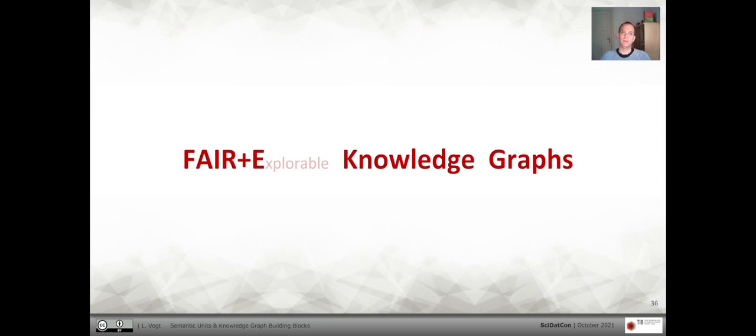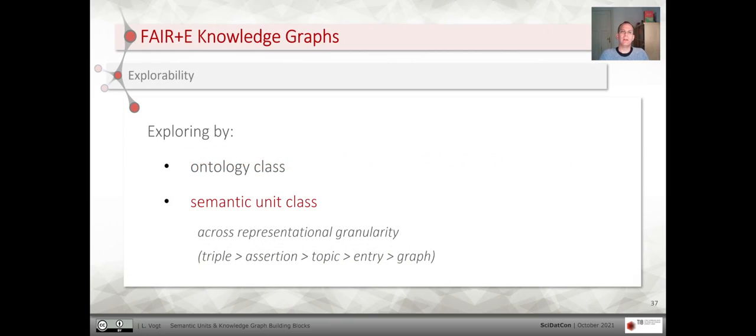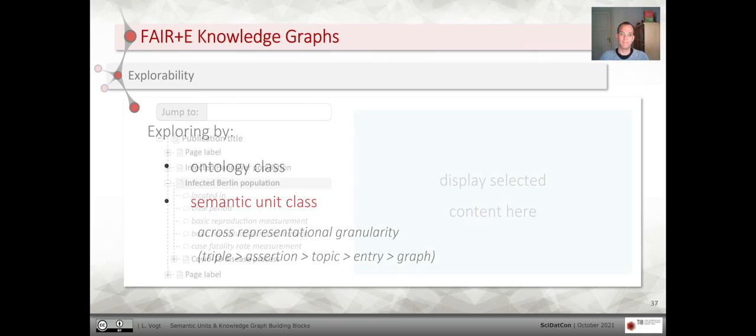And with semantic units, we can establish what I call FAIR+E, so FAIR and explorable knowledge graphs, because we can not only explore the contents of the knowledge graph by the conventional ontology classes, but in addition to that, also by semantic unit classes. And these can also be organized across representational granularity, like for instance, we have the level of triples, then on top the level of assertions, of topics, of entries, and then the graph as a whole.